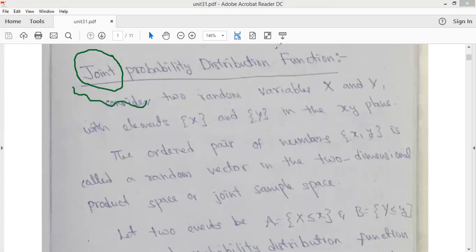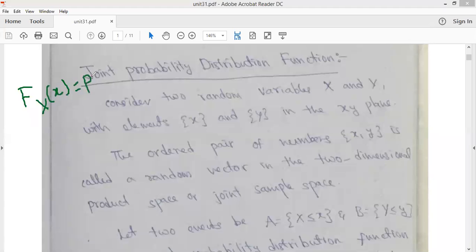In the single random variable case, we have discussed that we call this distribution function the cumulative distribution function. We write it as F_X(x), with capital F used for the cumulative distribution function. It is a function of only one random variable. This can be written as the probability of X less than or equal to x. Like this we write the cumulative distribution function.